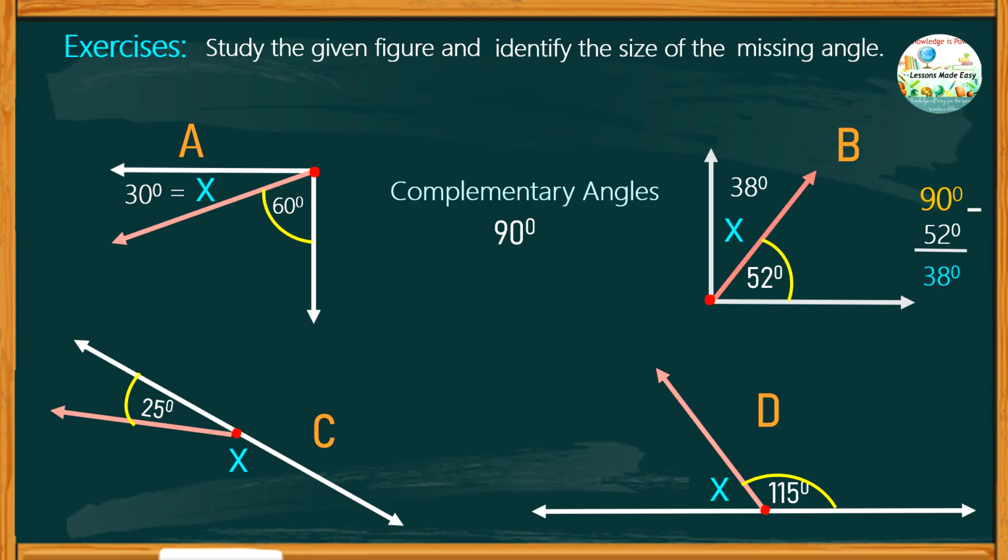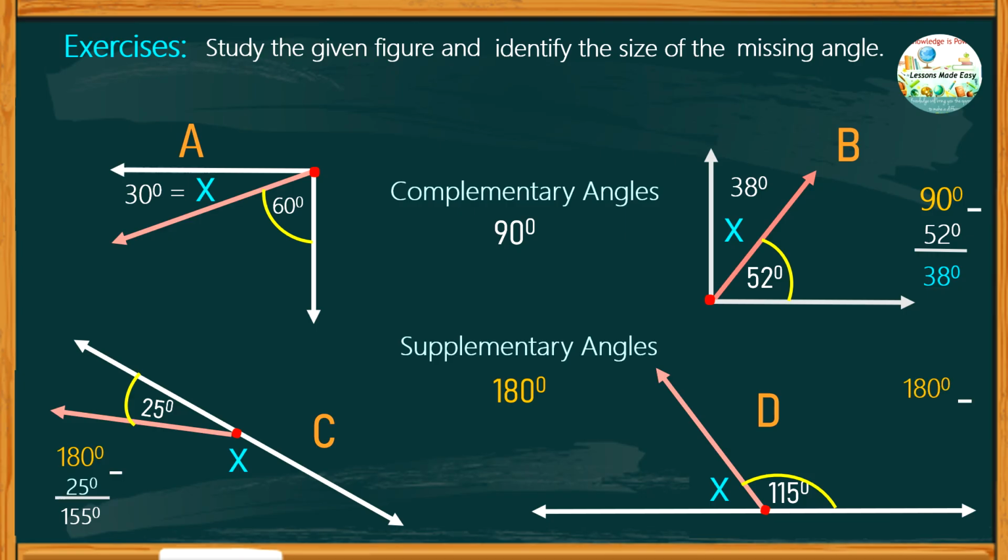Figure C shows supplementary angles. Together, they make a straight angle with a measurement of 180 degrees. So if one of the angles is 25 degrees, to be subtracted from 180, the other angle would be 155 degrees. For figure D, again, these are supplementary angles with a total of 180. So we subtract the given 115 degrees, we still have 65 degrees left. Therefore, the measurement of angle X is 65 degrees.